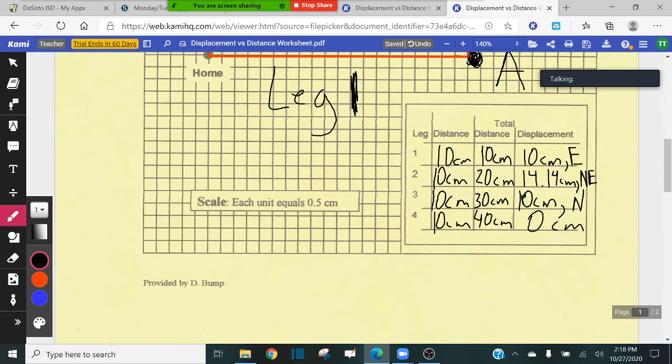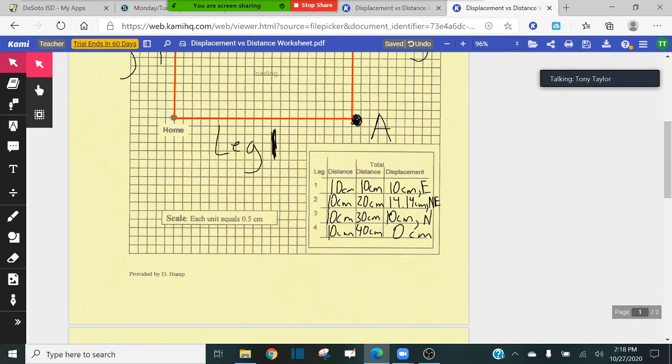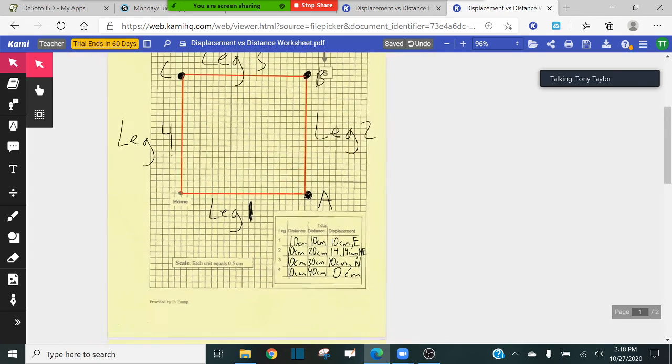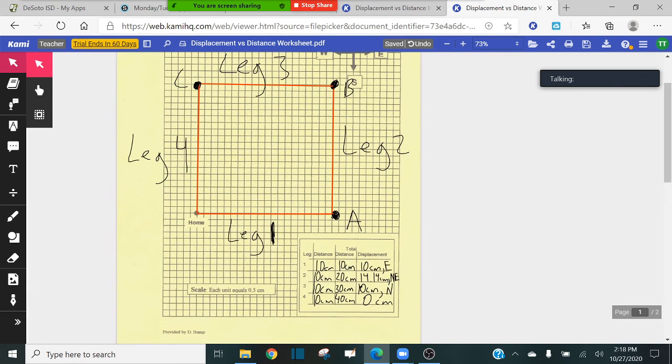Okay. Guys, anytime you come back to your starting point, your displacement is always 0. So if you go all the way around, you come back to your starting point, you're no longer displaced from your starting point. You're back at your starting point. So your displacement is 0. Okay. Any questions here? Any questions on what we did?